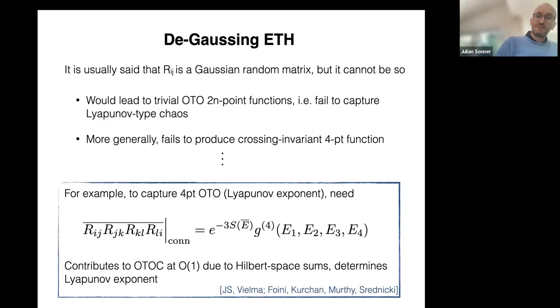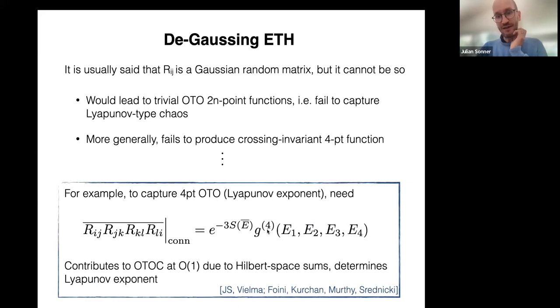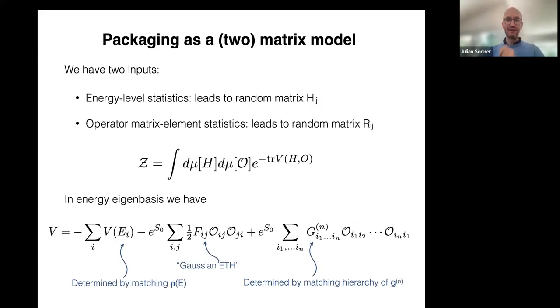Okay, so we need to de-Gauss ETH, but we can do more. We can say that there should be some sort of non-trivial, non-Gaussian statistics. And I didn't write the equation here, but there should be a Gn with a suppression factor of n-1 instead of 3. Okay, so there's a whole hierarchy of functions. But the best way of organizing this hierarchy is actually by writing, yet again, a matrix model.